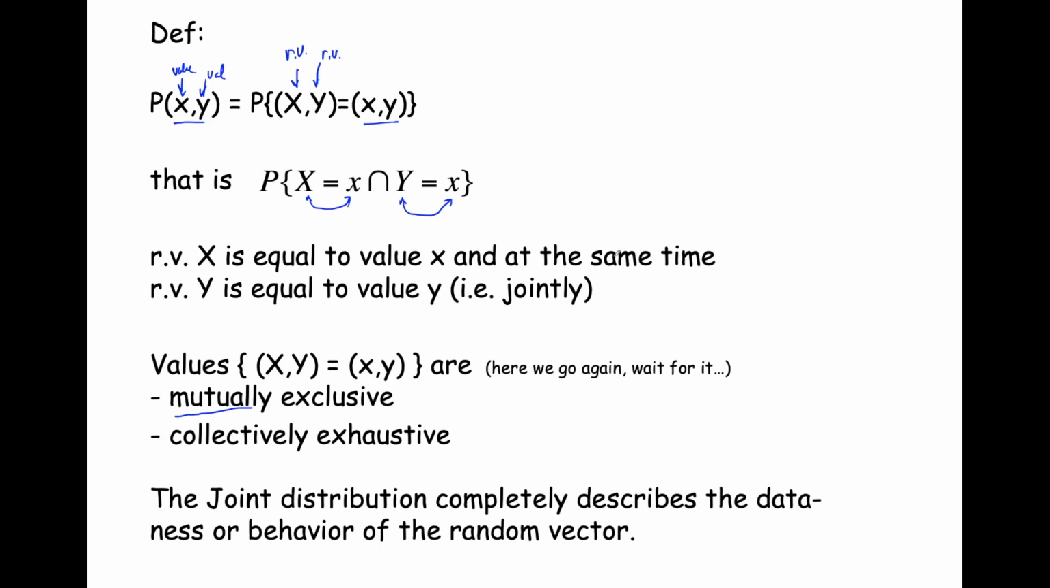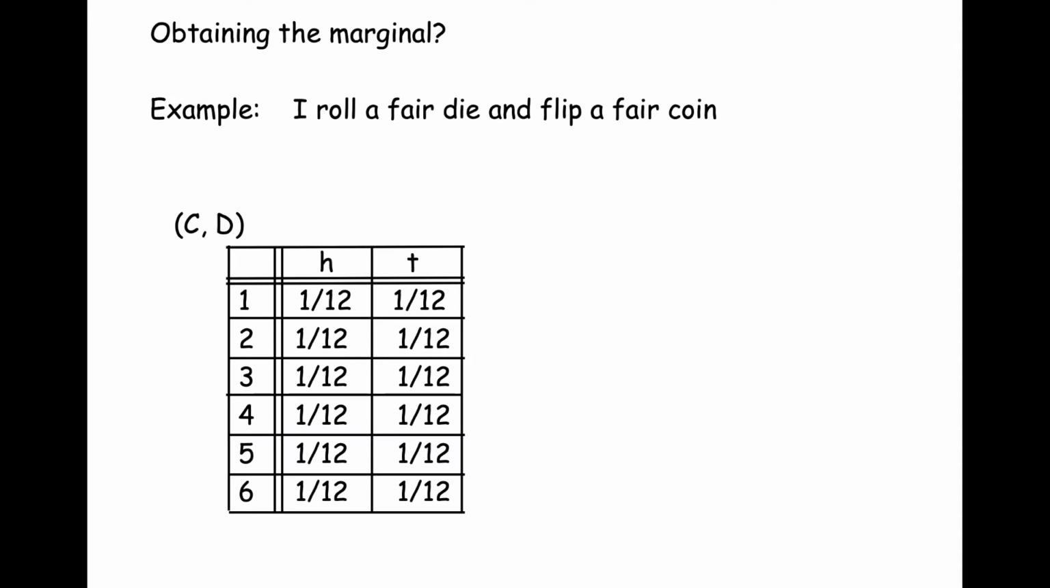And so when you have these properties, mutually exclusive and collectively exhaustive, it's the same as we talked about in the single random variable case and in the event version of things: the joint distribution completely describes the behavior of the random vector. And this property I will demonstrate with a simplified example.